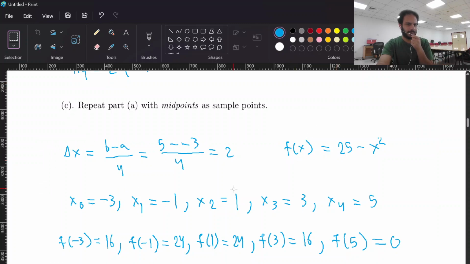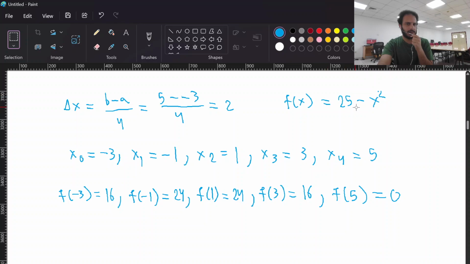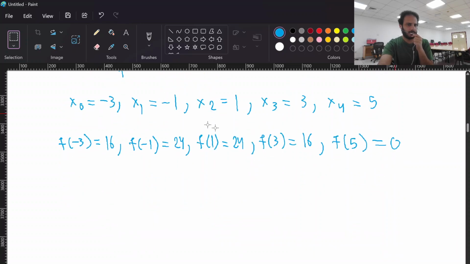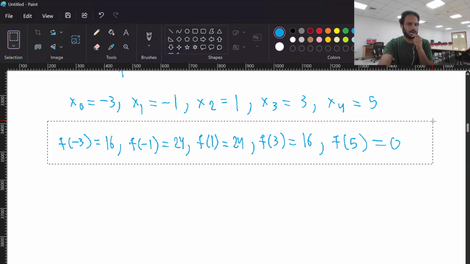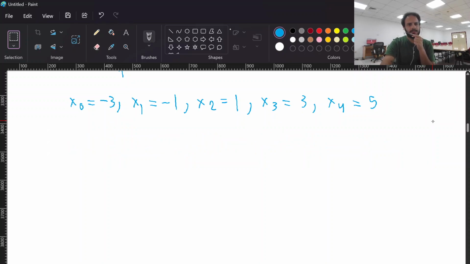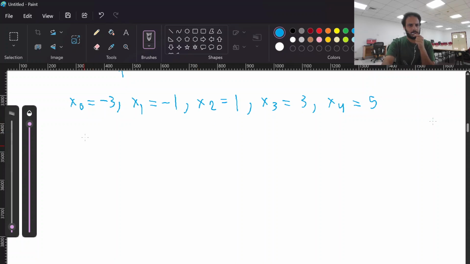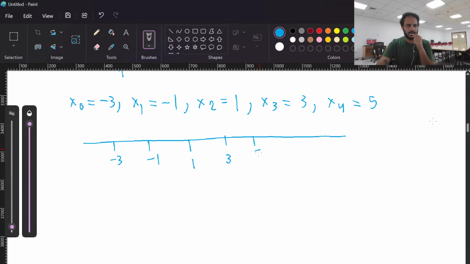So again, we have delta x equals 2, we have f of x equals 25 minus x squared, and we have these x values, okay? But now we want the midpoints. How to find them? Let me draw the real number line. So you have minus 3, then you have minus 1, then you have 1, then you have 3, then you have 5.